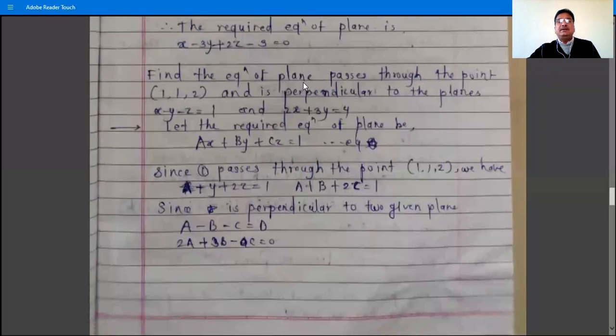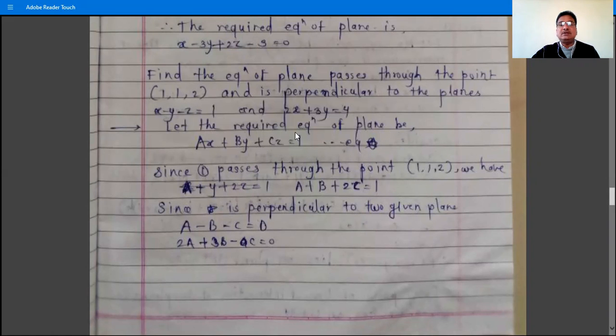Next example: find the equation of the plane passing through the point (1, 1, 2) and perpendicular to these two planes, x minus y minus z equals 1 and 2x plus 3y plus 0z equals 4. Let the required equation of the plane be ax plus by plus cz equals 1. Suppose this is equation star.